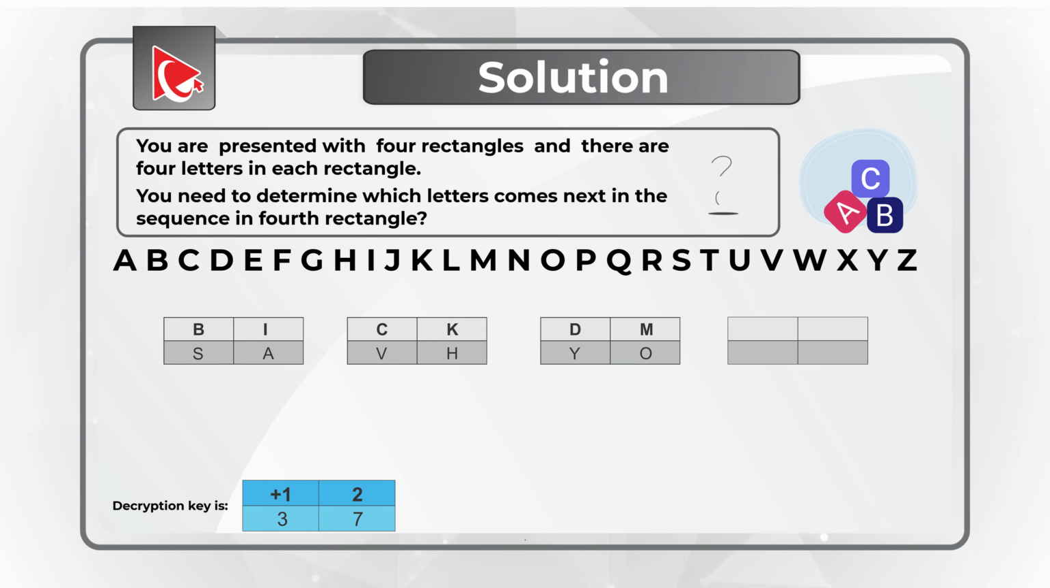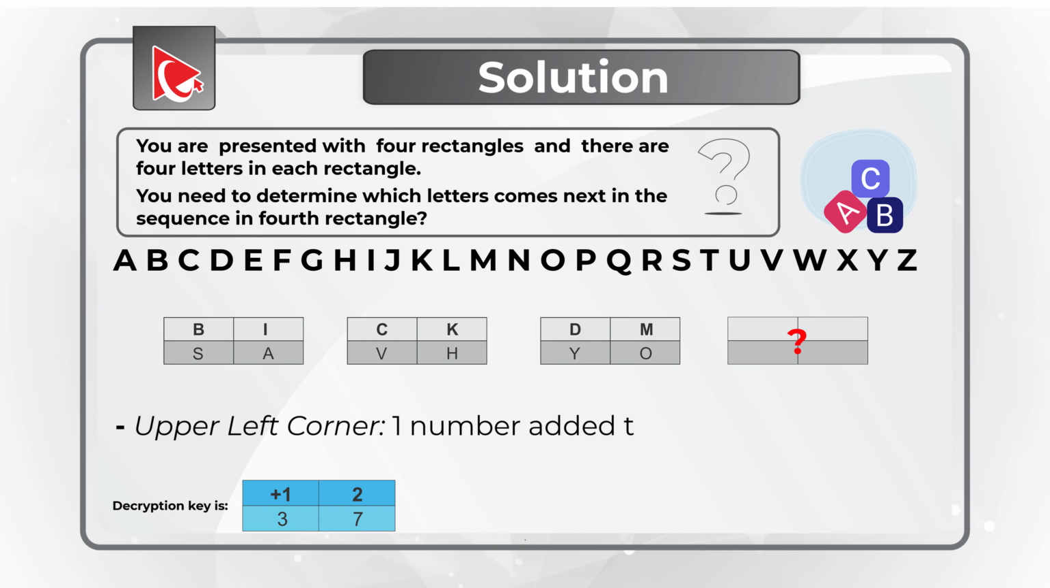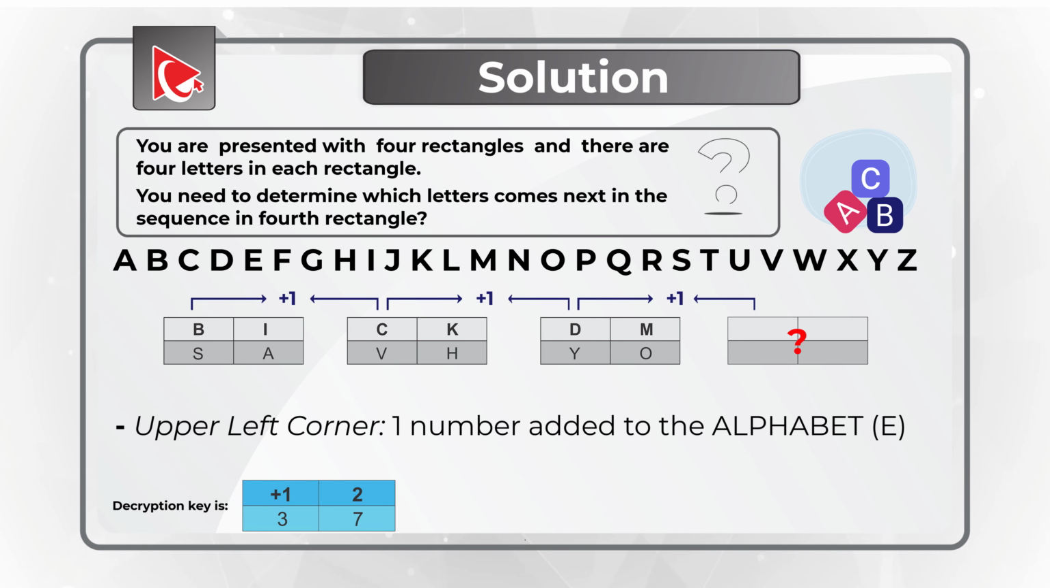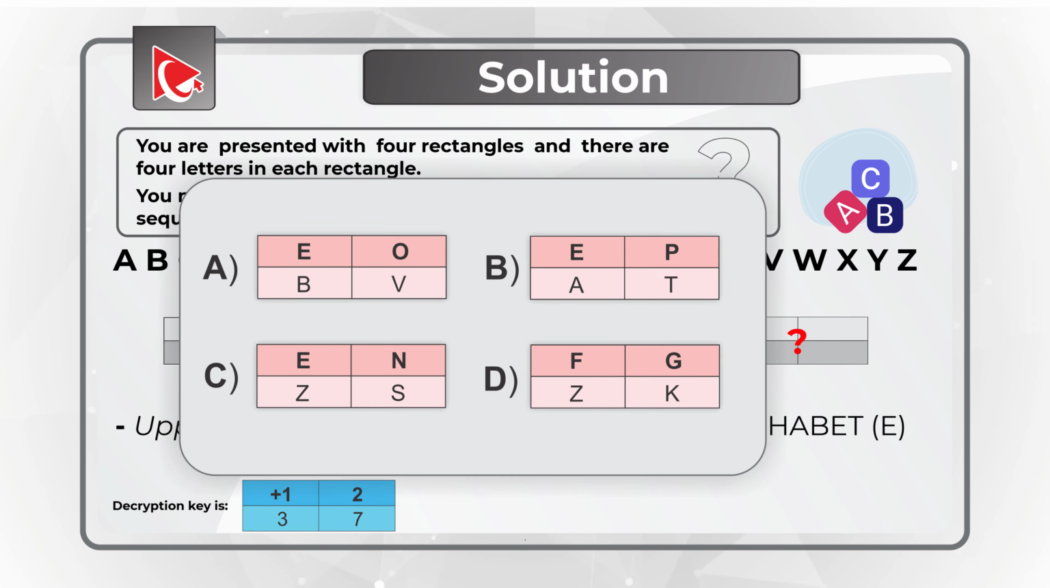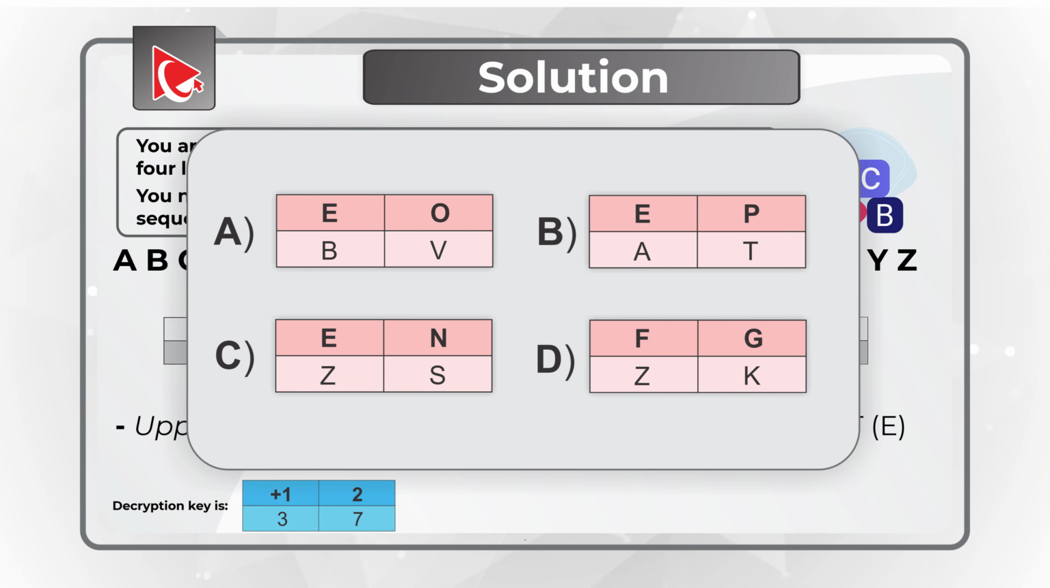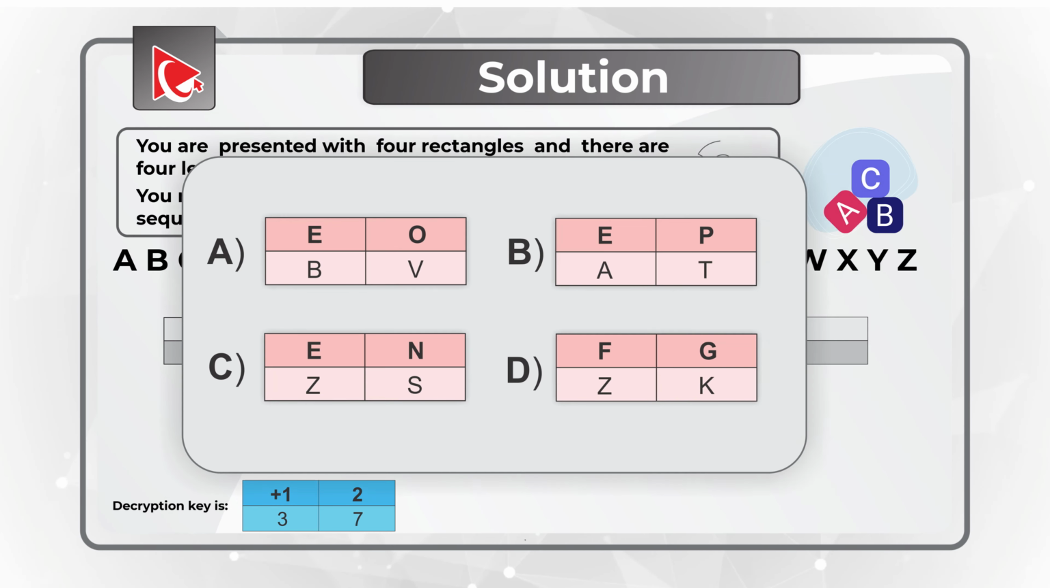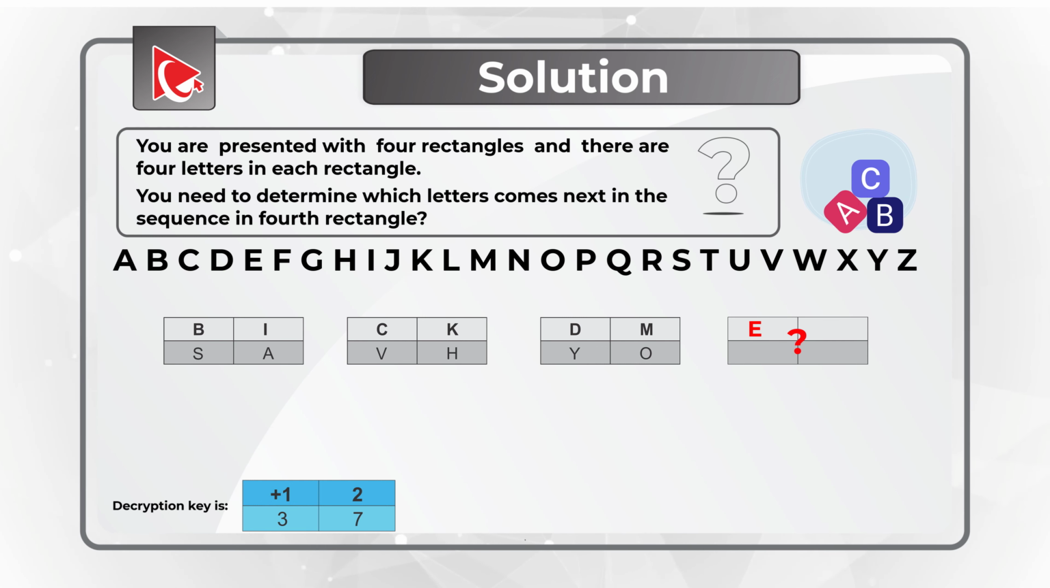Let's look into details. Let's start with the upper left corner of the rectangle and look at the existing sequence. You see that the letters are B, C, D, and they match the English alphabet 1 to 1. So the next letter would be E. But if you look at the set of answers, choices A, B, and C all have letter E in the upper left corner. Now let's look at the upper right corner of the rectangles.